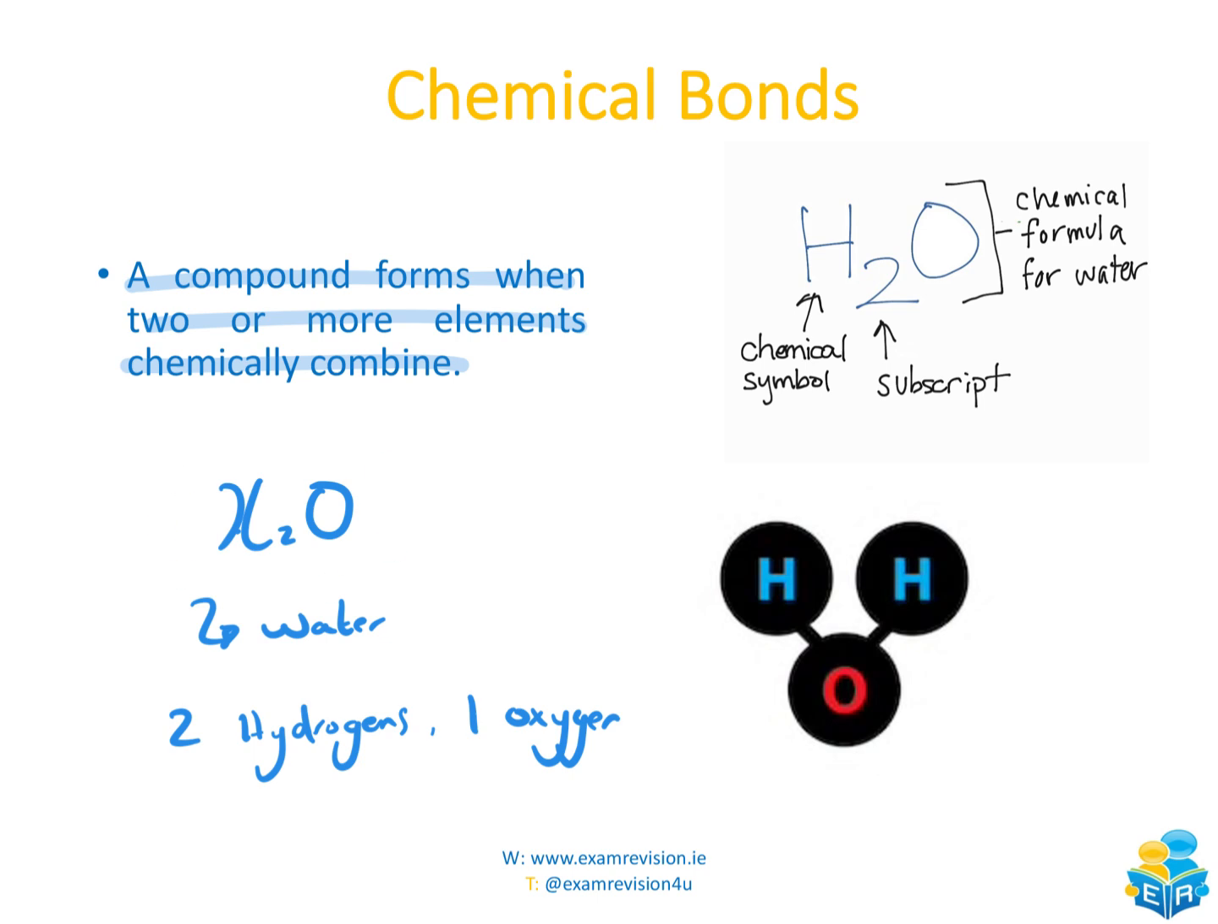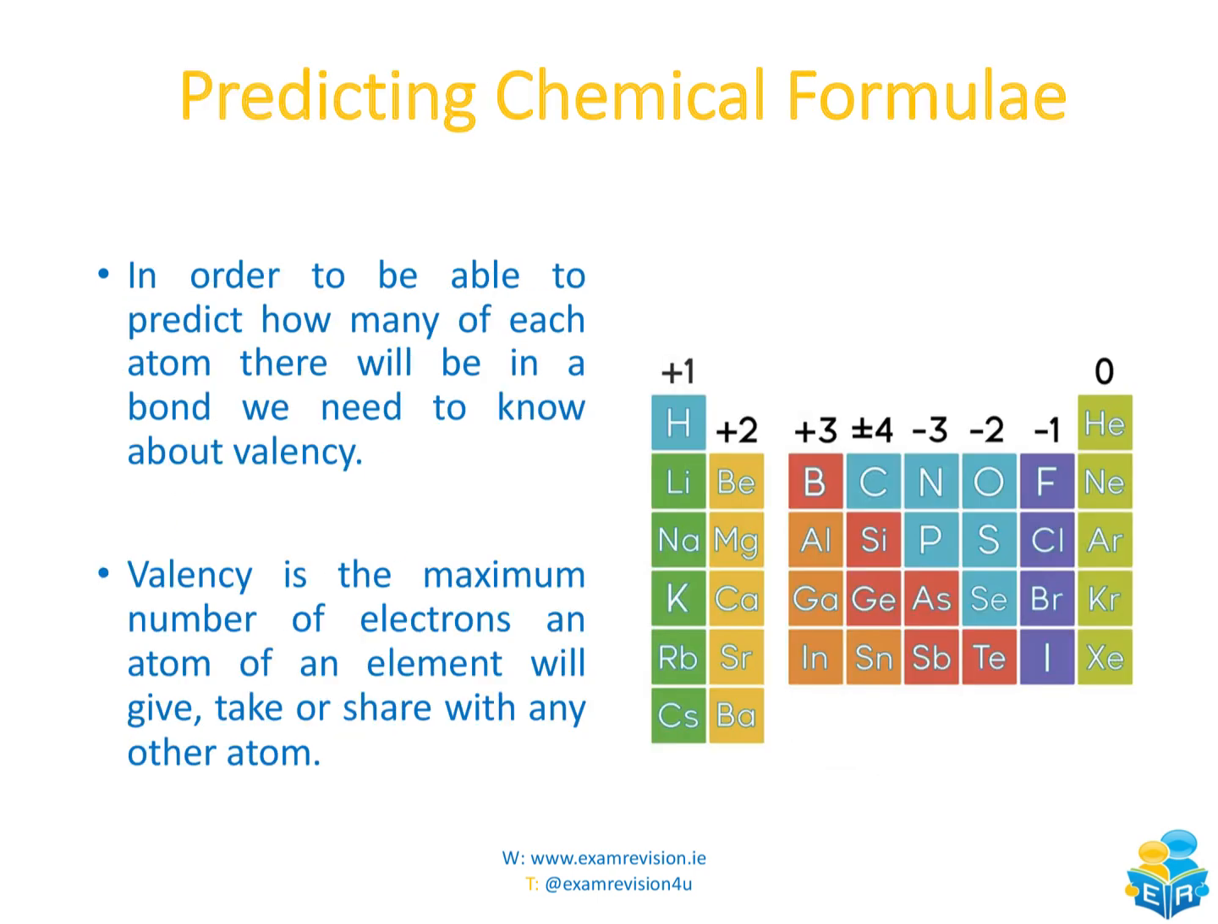just like water is H2O. Now, in order to be able to do this, we need to introduce ourselves to another key word, and this key word here is valency, but you've actually already dealt with this already. So in order to be able to predict how many of each atom there will be in a bond, so why did we have 2 hydrogens and 1 oxygen in H2O, we need to know about valency. So valency is the maximum number of electrons an atom of an element will either give, take, or share with any other atom. Okay, so it's kind of counterintuitive when we talk about it, but I'll talk you through it now.